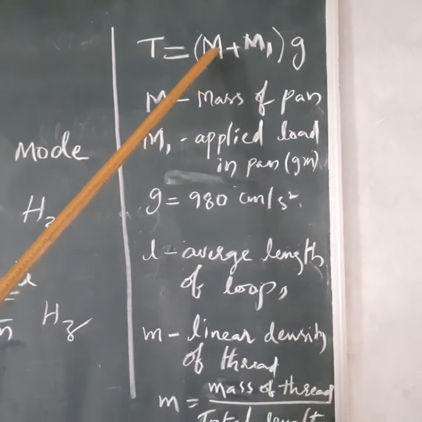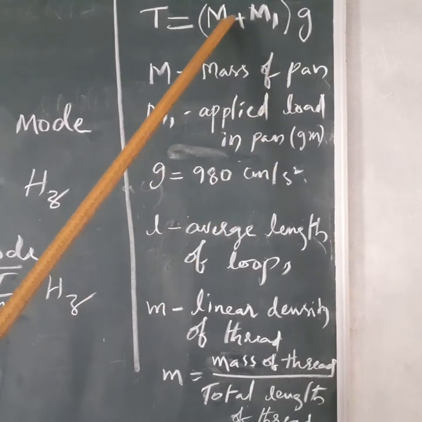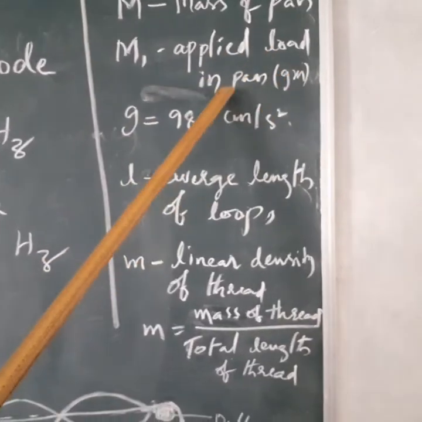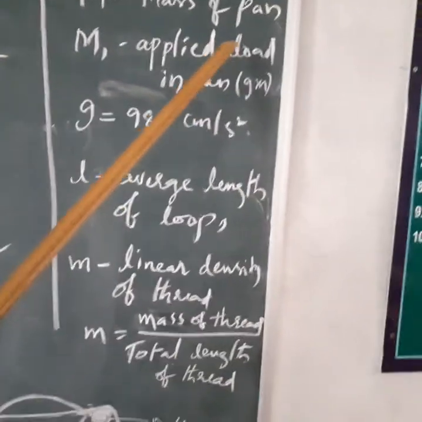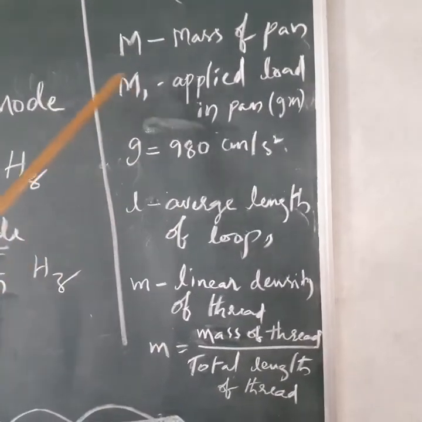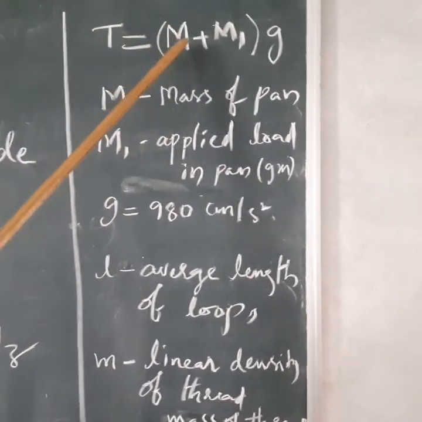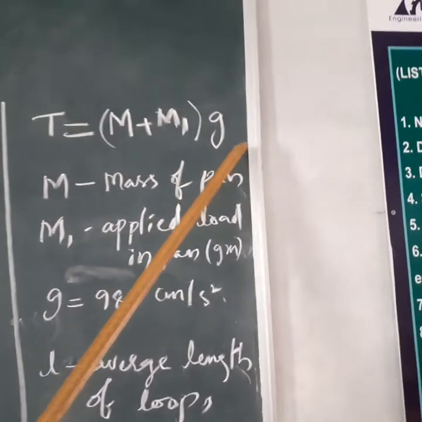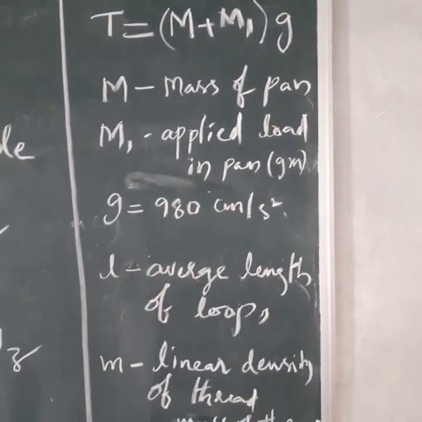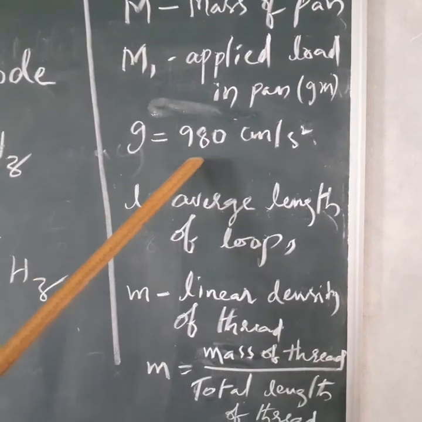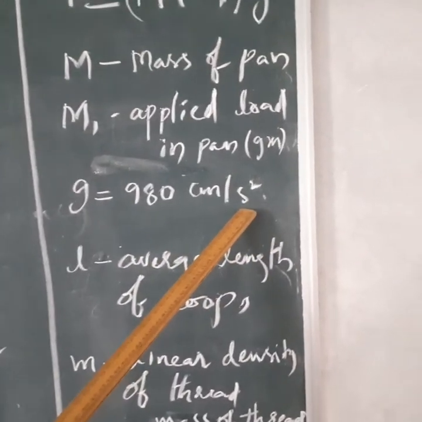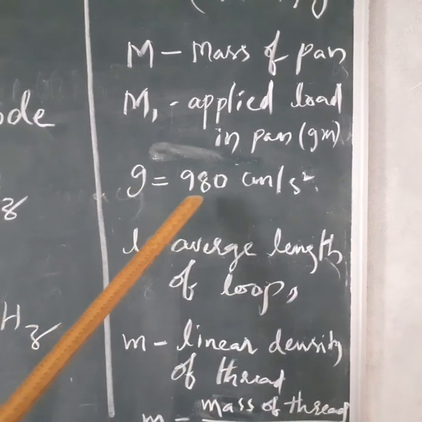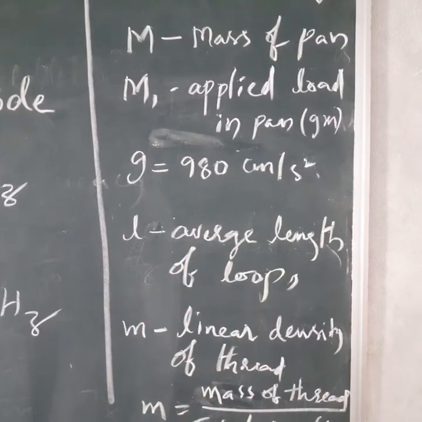In this formula, M is the mass of the pan. M1 is the applied load in the pan. The total mass is equal to M plus M1. It should be taken in grams. g is acceleration due to gravity. Its value in the CGS system is 980 centimeter per second square. In the MKS system it is 9.8 meter per second square, but in the CGS system it is 980 centimeter per second square.